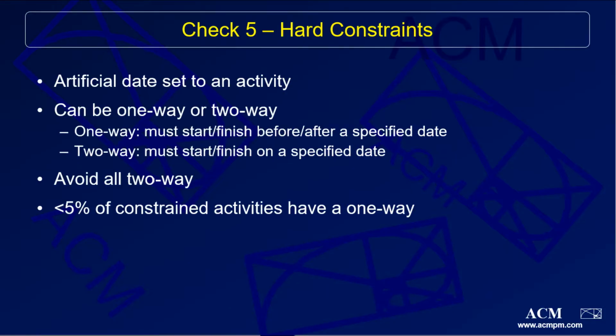Two-way constraints should always be avoided in a schedule, but one-way constraints can sometimes have a valid purpose, and DCMA recommends that no more than 5% of constrained activities should be a hard constraint.